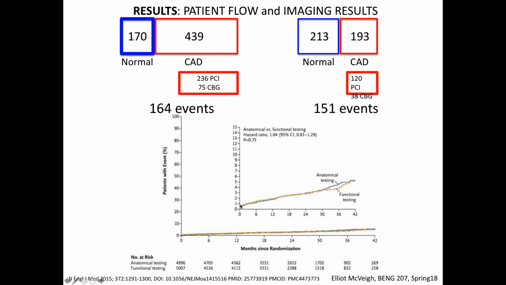So when they looked over 24 months at the hazard of the functional testing group and the anatomic group, they were absolutely identical. But you can see the number of patients that were followed significantly dropped off after about 36 months. But that's why the conclusion of this trial was these two pathways are identical. However, I'm not sure I believe that.